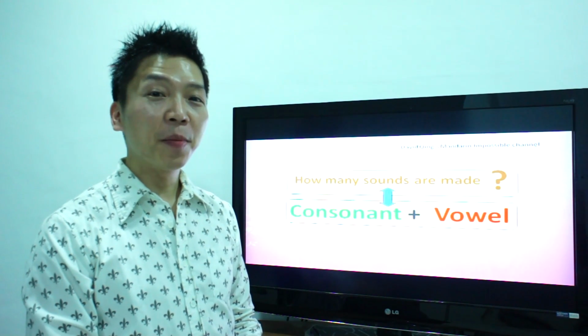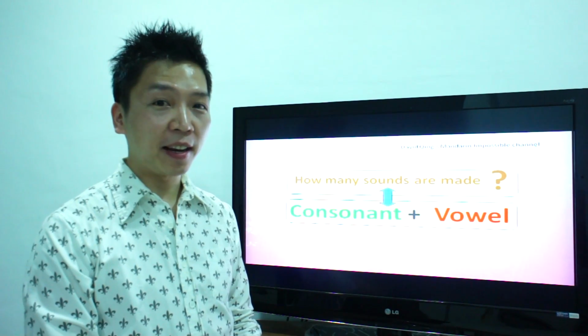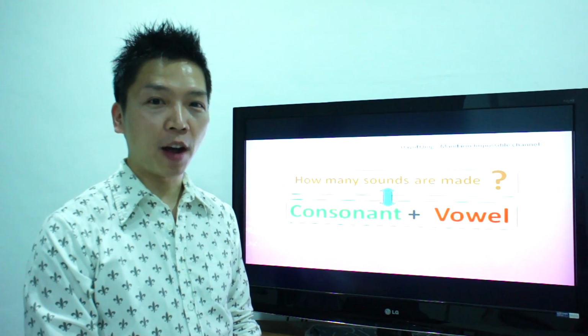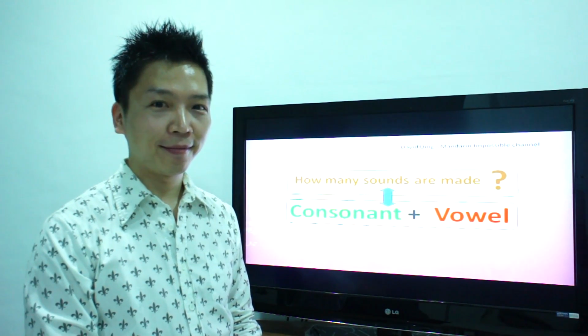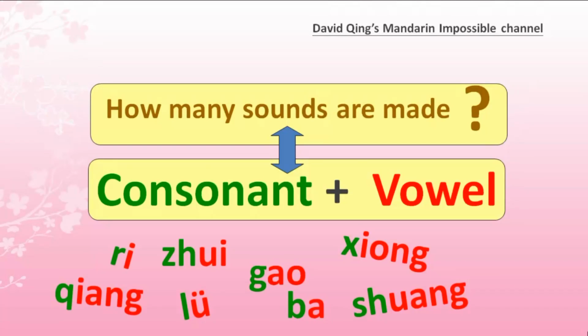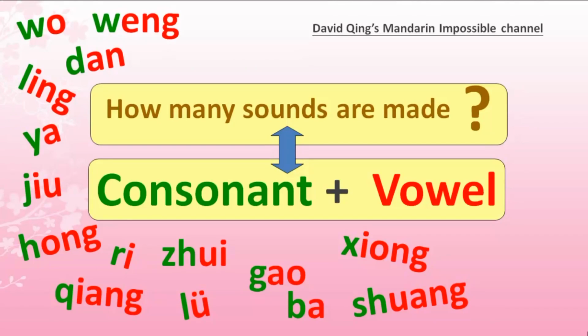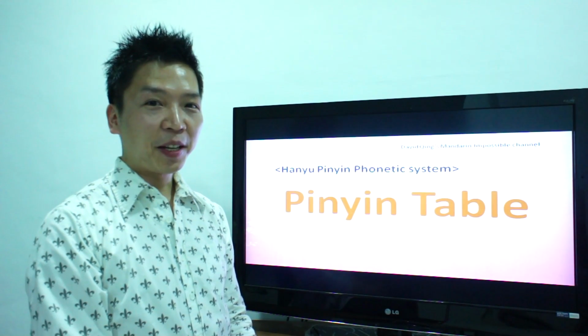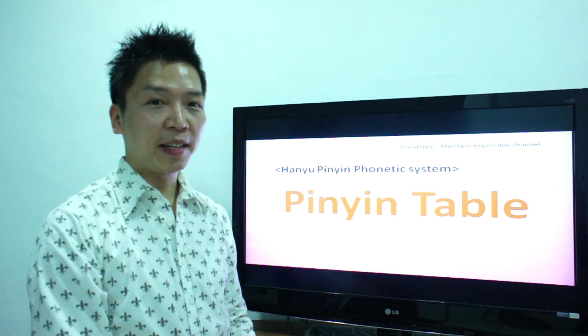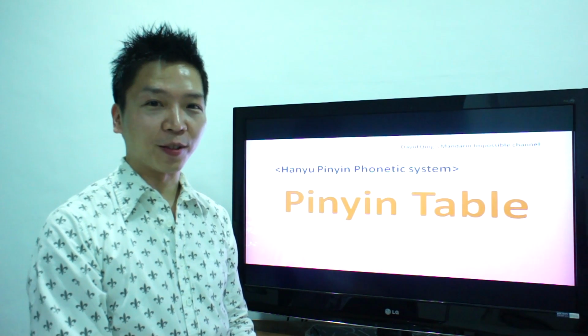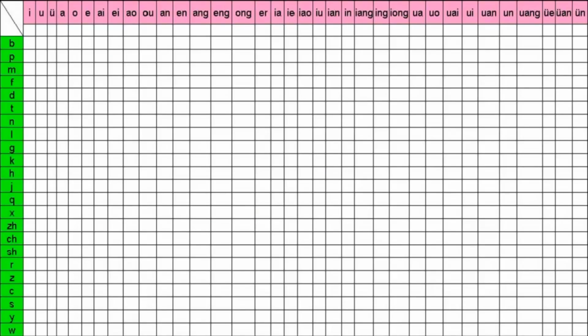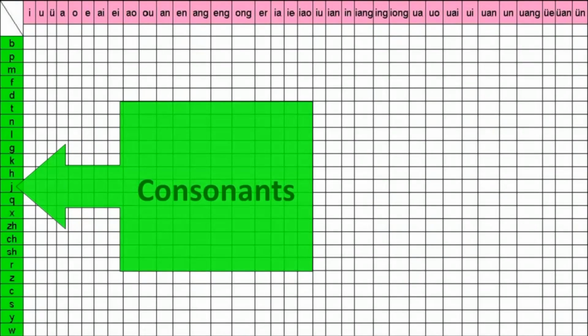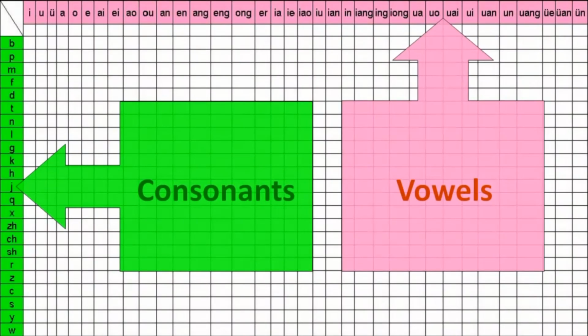Do you know how many sounds are made in Mandarin Chinese using the consonants and vowels we have learned? Let me tell you the answer by using the pinyin table of the consonants and vowels. In this pinyin table, the consonants are in a green row on the left side, and the vowels are in a red row across the top.